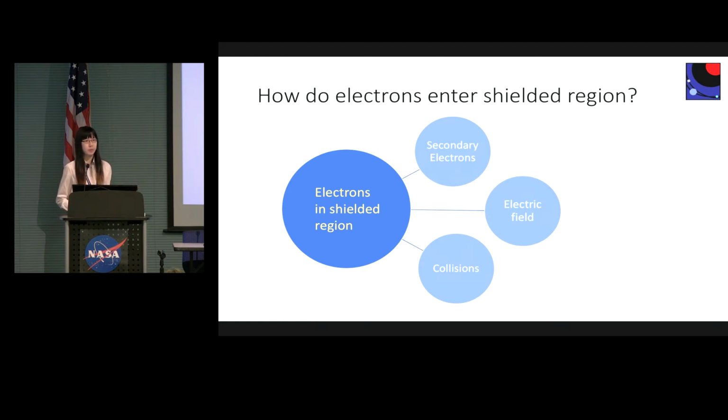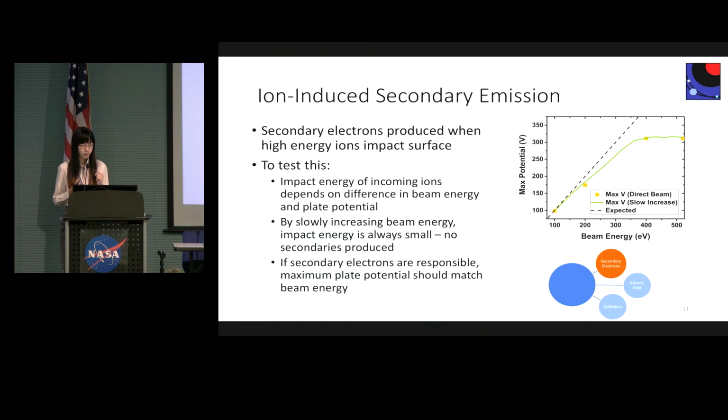And there are three main possibilities. Firstly, that when high-energy ions impact the surface, they can create secondary electrons, and these go on to then lower the surface potential. Another possibility is that because of the high energies of the ions, large electric fields are being produced, and then these electric fields draw or pull electrons into the shielded regions. And finally, there could be collisions that somehow manage to kick electrons into the forbidden regions. So let's go through each of these possibilities one by one and see if they make sense, starting with the secondary electrons.